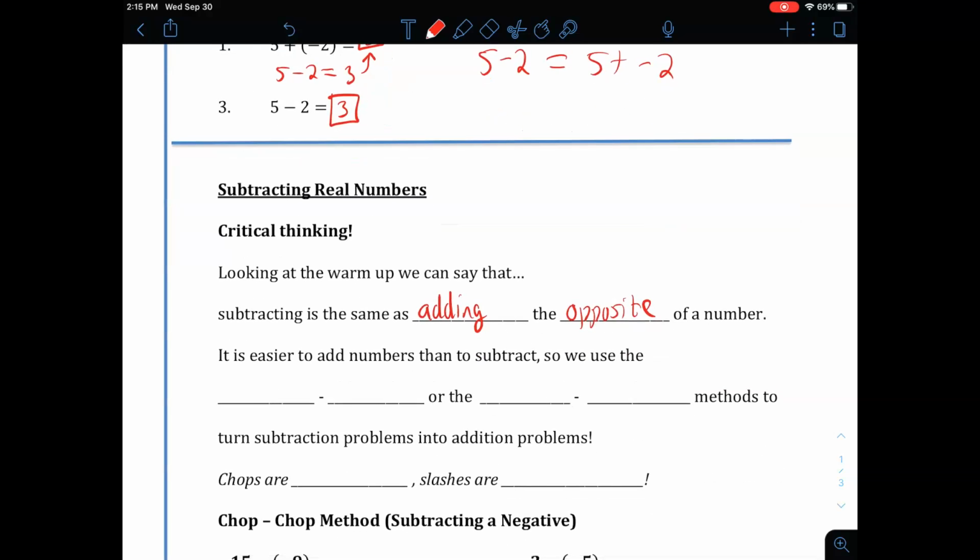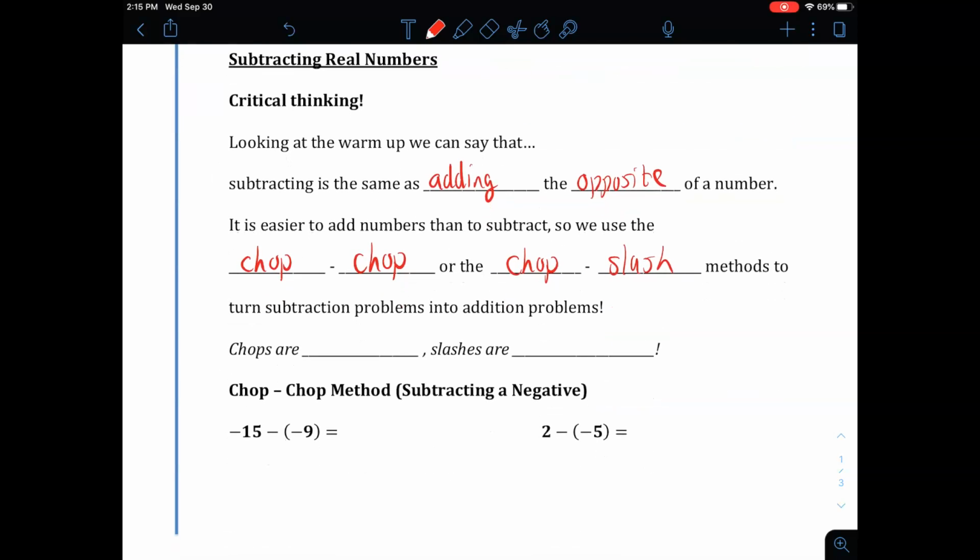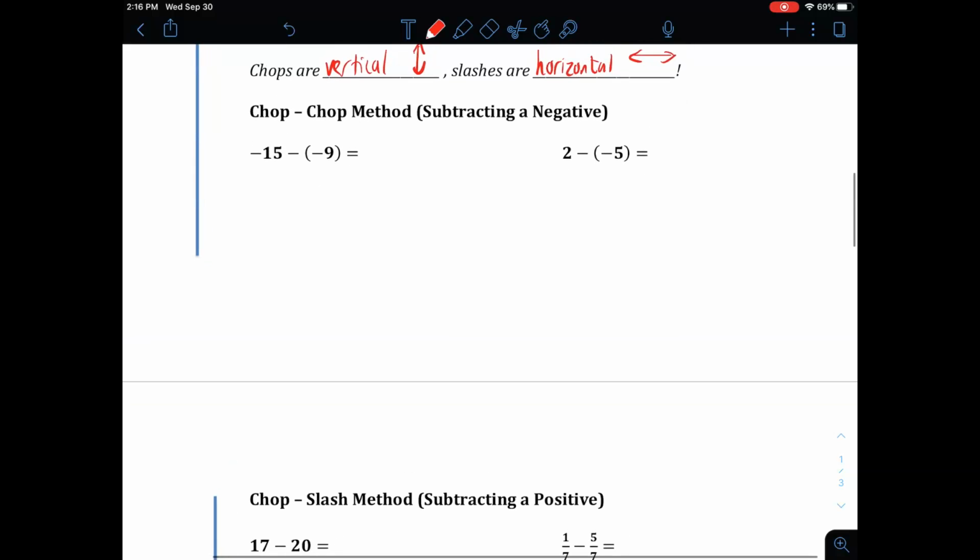It is easier to add numbers than to subtract, so we will use either the chop method or the chop slash method to turn subtraction problems into addition problems. Okay? So chops are going to be vertical, or up and down, and slashes are going to be horizontal, or left and right. So we're going to do both methods here, and then we'll get into some actual problems where you'll try it on your own, all right?